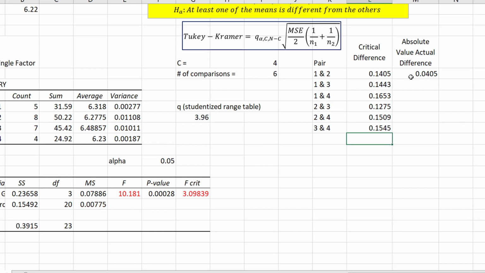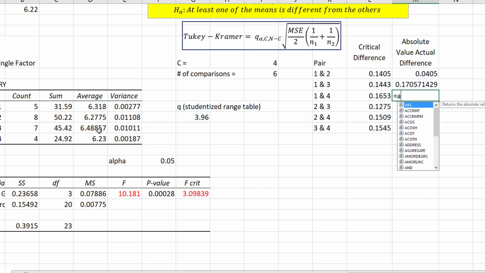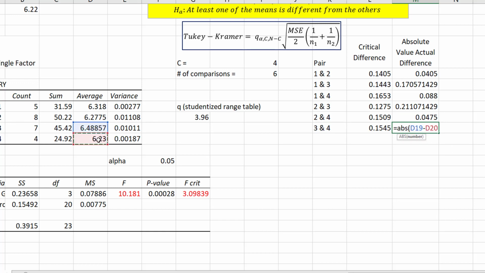Alright, so I have all of these values. Again, I could copy this for the actual differences, but it's probably going to be pretty wrong, so I'm just going to type these. My absolute value of 1 minus 3, my absolute value of 1 minus 4, my absolute value of 2 minus 3, my absolute value of 2 minus 4, and my absolute value of 3 minus 4. So that's still a little bit quicker than doing it in your actual calculators.